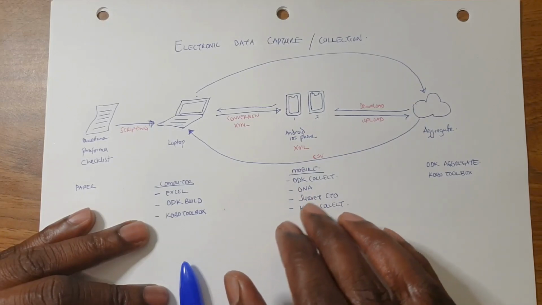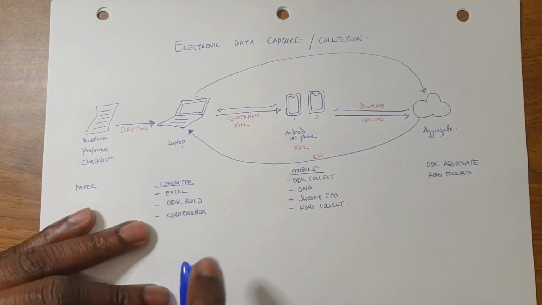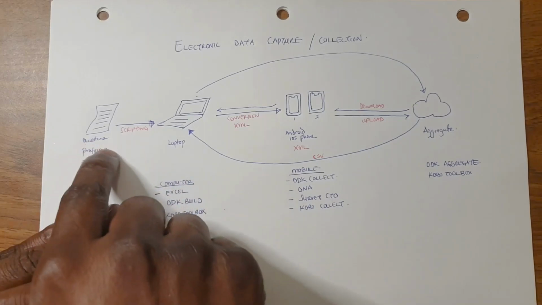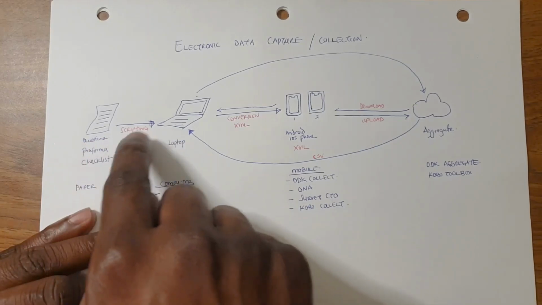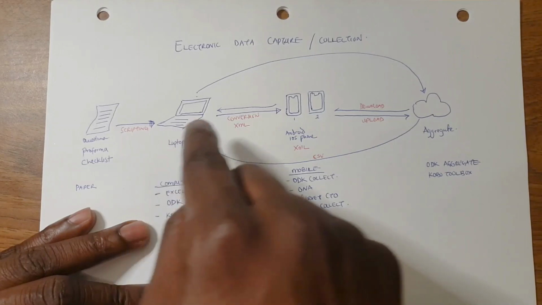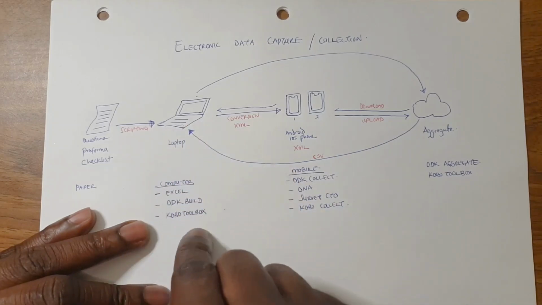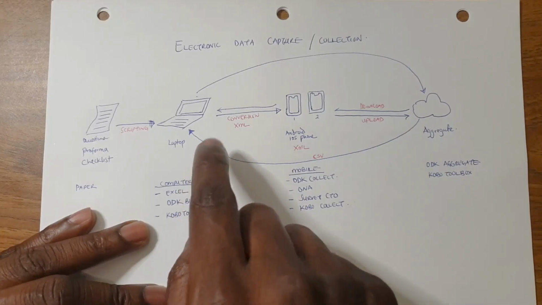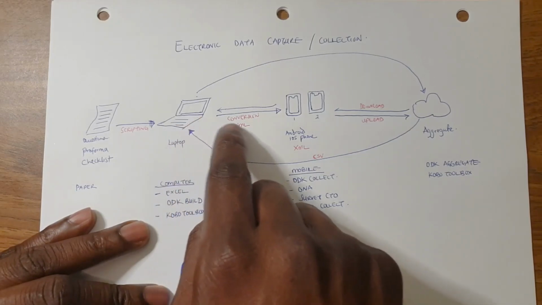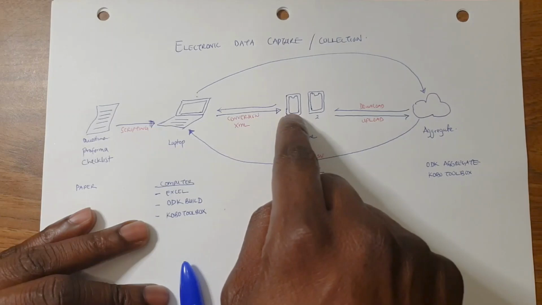Okay, so just to quickly go through this again before we go ahead, you have your paper questionnaire, right? You script it onto your laptop using either Excel, ODK Build, Kobo Toolbox, okay? And then the next thing you'll do is you can either quickly convert it directly to an XML format and send it to your mobile phone.